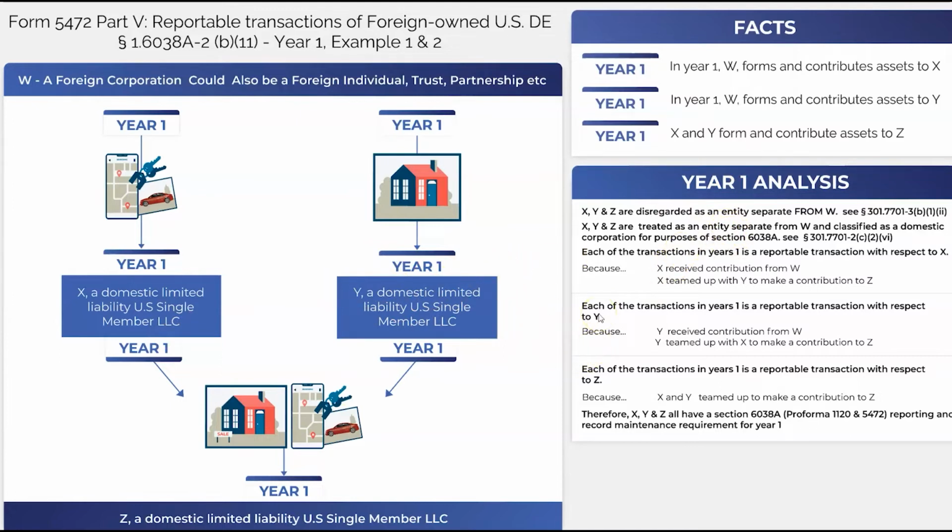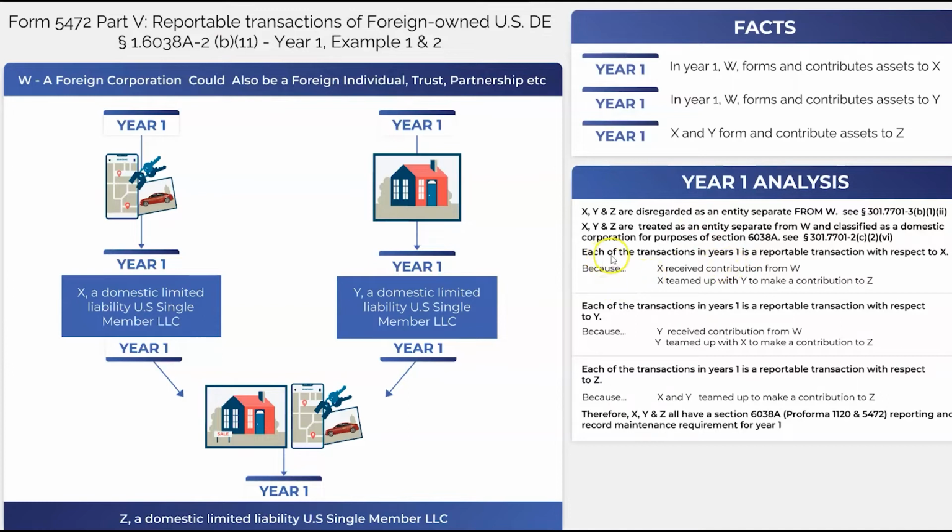Now, that is just the limited purpose. Just because this regulation makes your foreign-owned single member LLC a domestic corporation doesn't mean that it's a domestic corporation for all purposes. You're just required to file the information return, which is pro forma 1120 and the 5472. Filing those pro forma information returns does not transform your LLC into a full-blown corporation for all purposes. So it's very important that you understand the differences in this analysis.